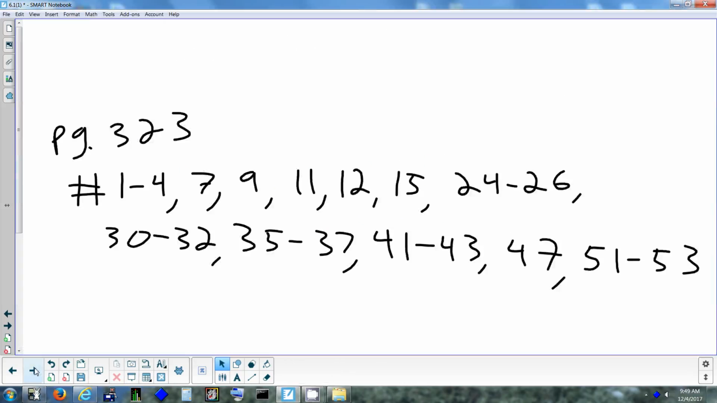Right, so the homework is on page 323. And it's a lot of fast problems. Find the complement, find the supplement, that kind of stuff. So it's 1 through 4, 7, 9, 11, 12, 15, 24 to 26, 30 to 32, and then 35 to 37, 41 to 43, 47, and 51 to 53. Okay, so we'll take a look at the homework tomorrow. And then we'll finish up section 6.1 tomorrow, and we'll start section 6.2.